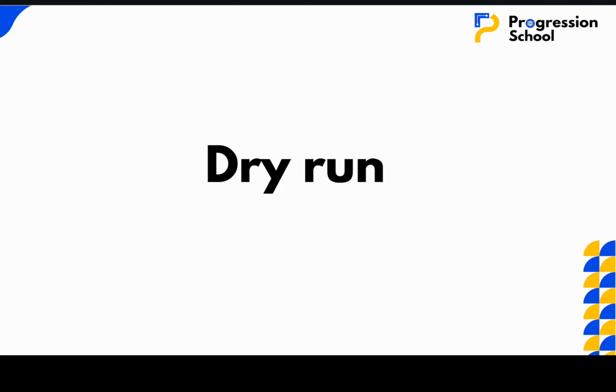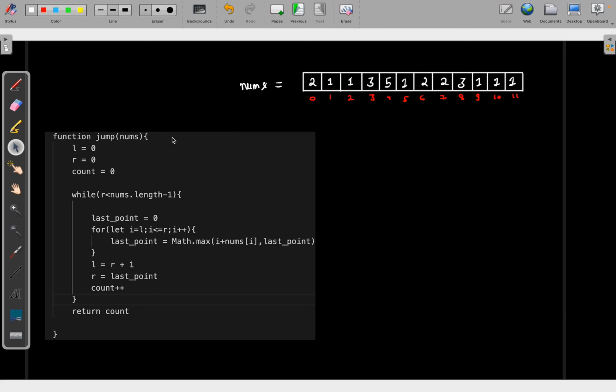In this video, we will see a dry run of the code. Now let's see a quick dry run of this code. Okay. So I have one L pointer that is starting from 0. I have one R pointer that is starting from 0. And I have one count that is also 0.